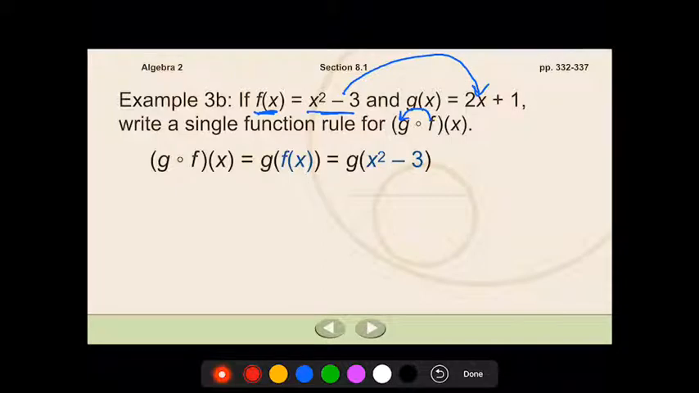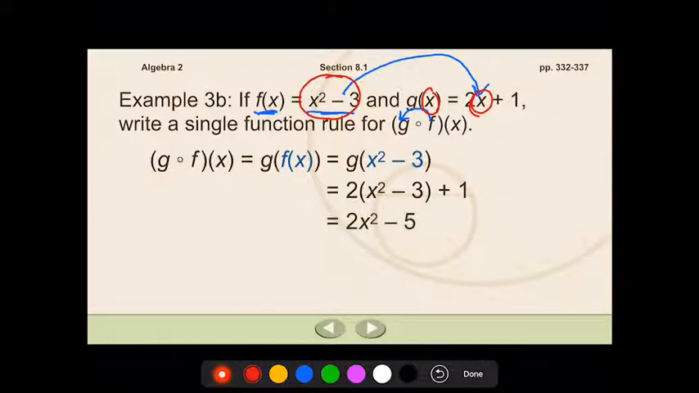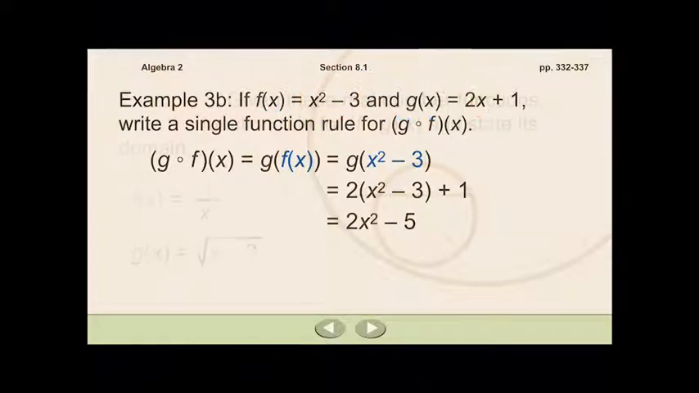So they literally take the value of f of x, which was right here, and they plug it in the place of x. Well, when you do that, you plug it in here, which will give us 2 times the value of x, which is x squared minus 3 plus 1. Simplify that, and your single function rule is 2x squared minus 5.